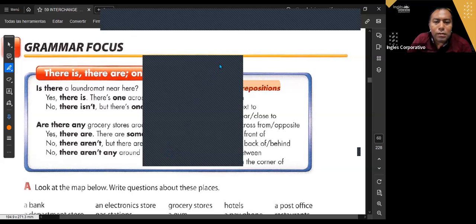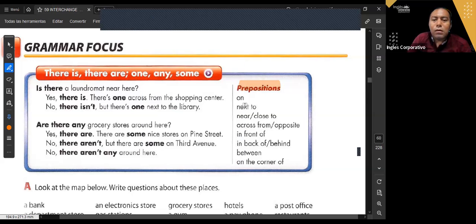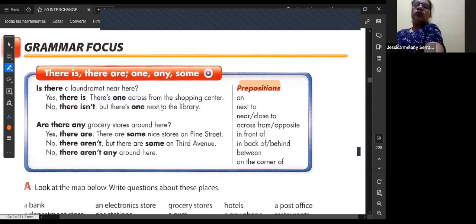No, no hemos pasado lista, Raúl Alexander. Todavía no. Okay, on. On.